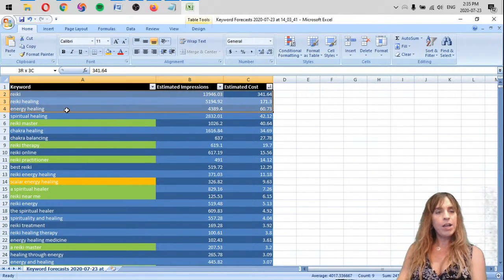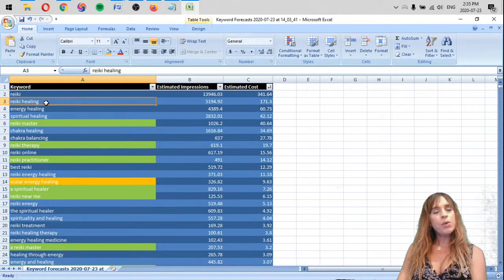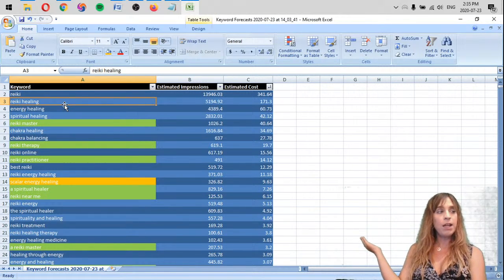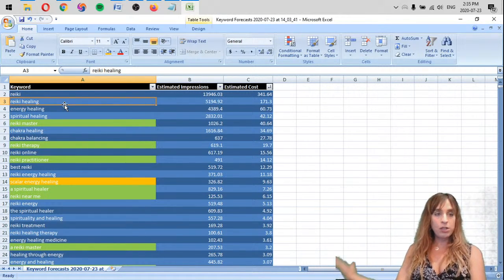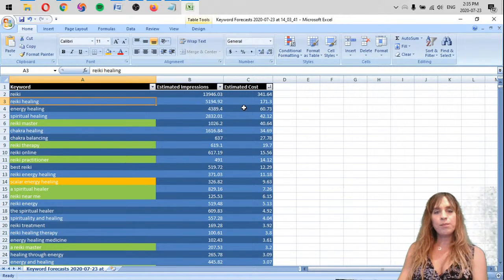These four are high competition keywords, but they're also not really that relevant to Matt, because he does Reiki healing. Someone who Googles Reiki healing might be looking for him, or they just as likely might be looking for information on Reiki healing. So these are very high competition, but they're not really that useful to him.